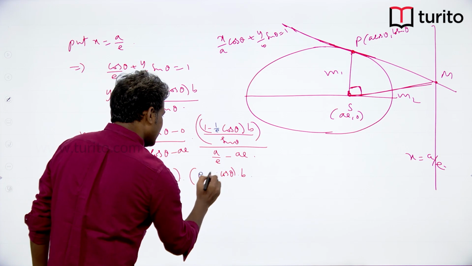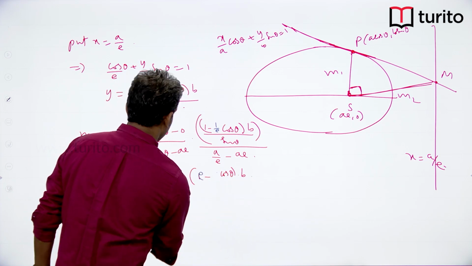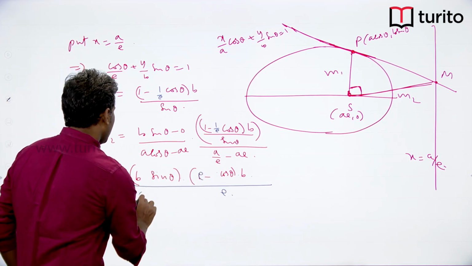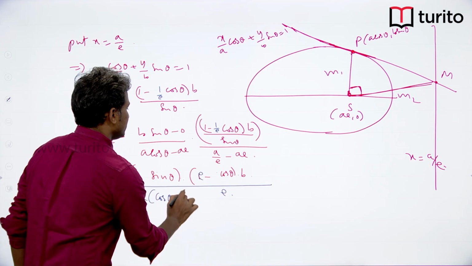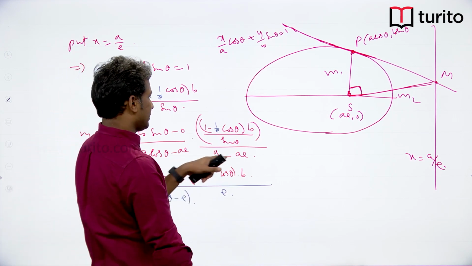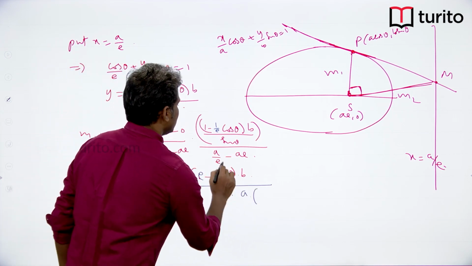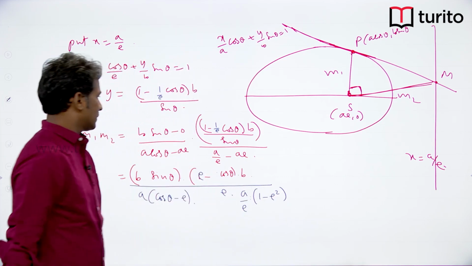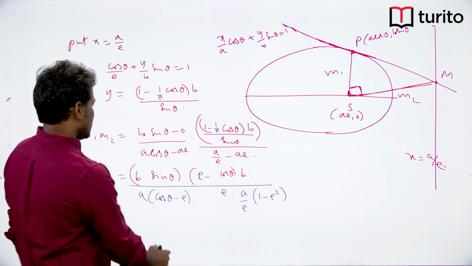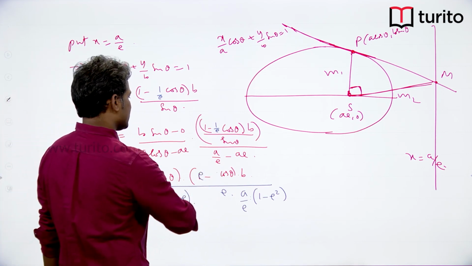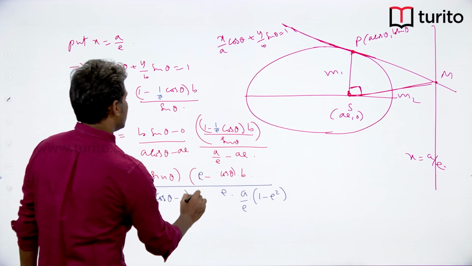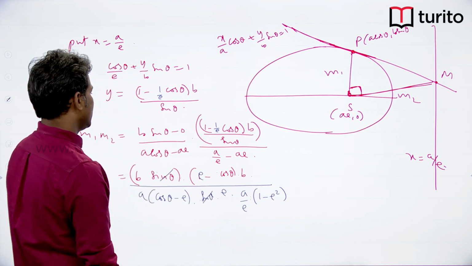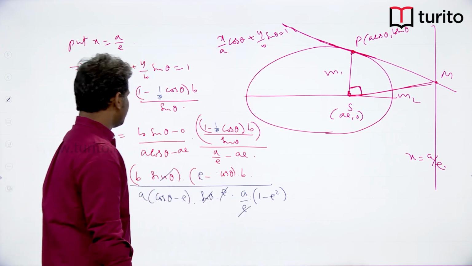So we can write it as e minus cos theta divided by e. Divided by e we can put here, and here if I take a common, I will get cos theta minus e, and here if I take a by e common, I will get 1 minus e square. Now let me simplify this completely. Cos theta minus e can get cancelled here with the minus sign. There is one sin theta here which will get cancelled with this sin theta. What else is there? e and e are getting cancelled.